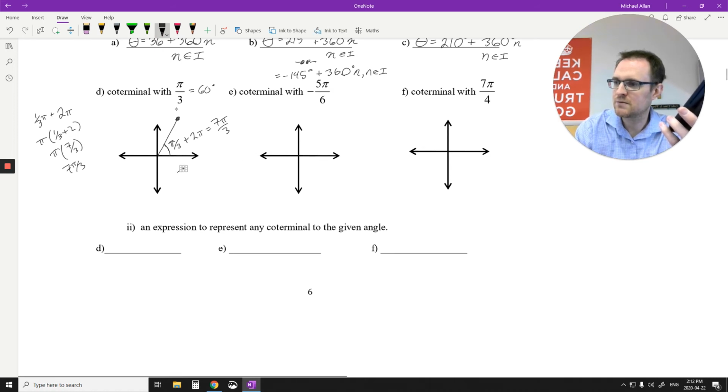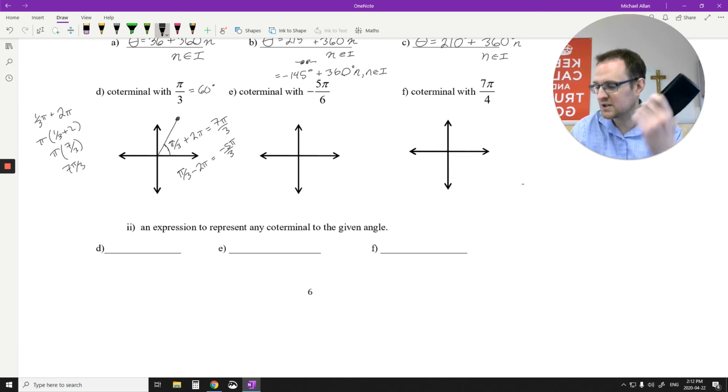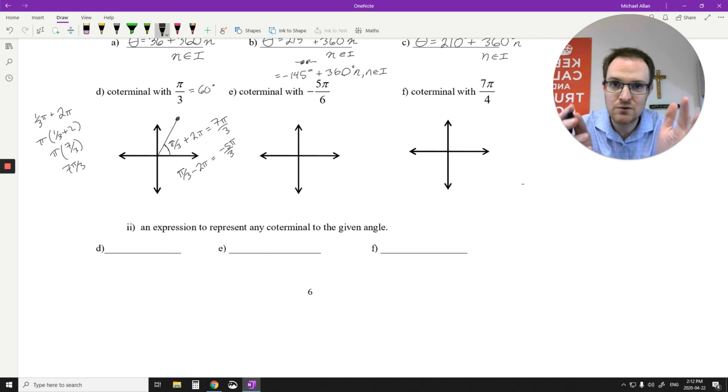So if I minus, oh, stupid thing here. Hit the button on my stylus here. Minus 2 pi. So I'm minusing just the numbers in front. I get negative 5 over 3 pi. Okay, so those are my 2 coterminal angles. Now, if the angle's given to you in radians, answer in radians. If they're given to you in degrees, answer in degrees.